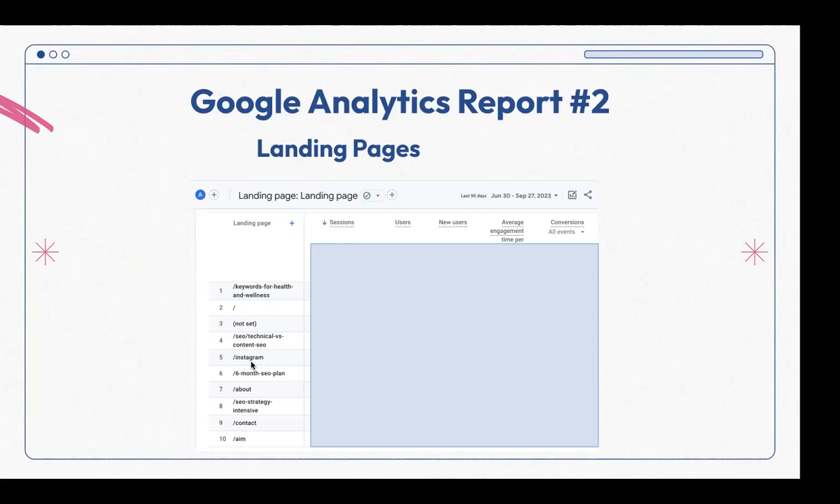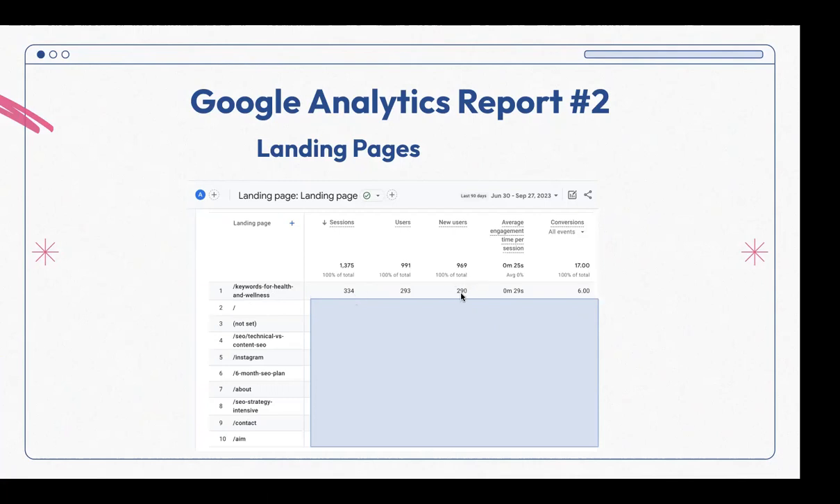I have my Instagram links, and then I have my 6-month SEO plan, my about page, and a few other things. So again, it takes a moment just to be like, okay, what's going on in that first column before we actually get to the numbers. All right, so if we look at that first row, we see that this guide brought in about 300 visits in the last 90 days.